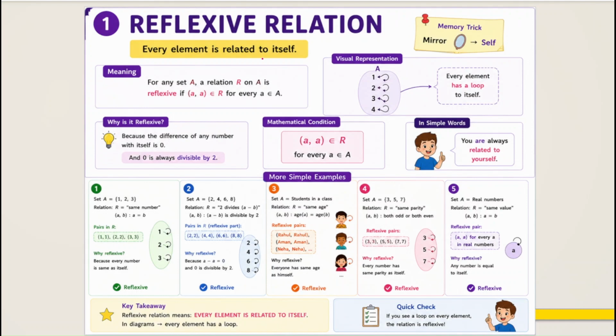So reflexive relation means every element is related to itself. Firstly, understand the definition. What exactly is the definition? Reflexive relations are those relations in which every element is related to itself. For example, for any set A, a relation R on A is reflexive if (a, a) belongs to R. Let me first explain the meaning.